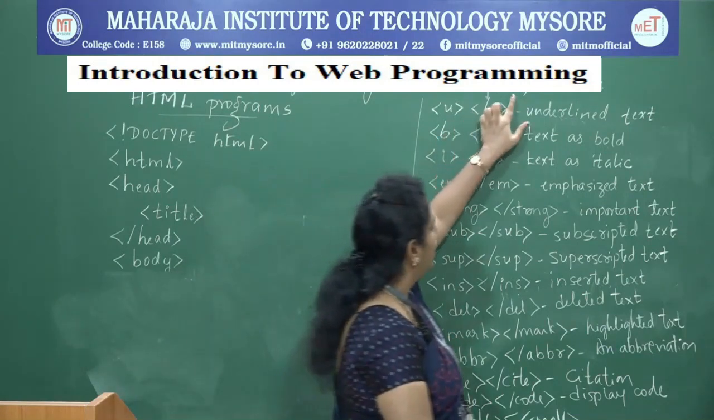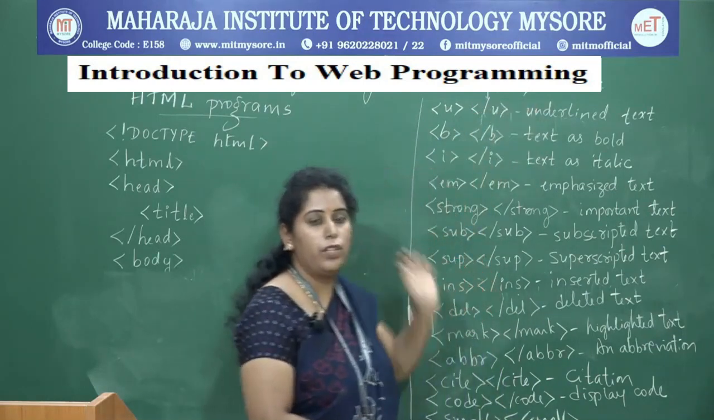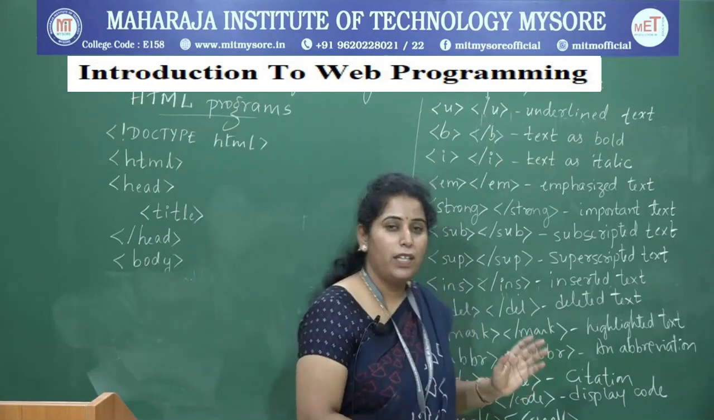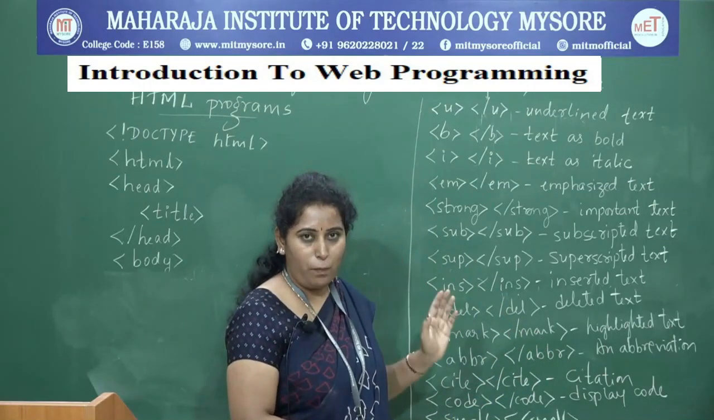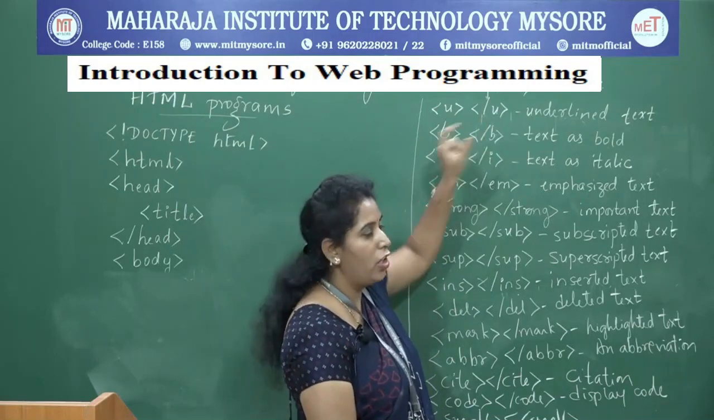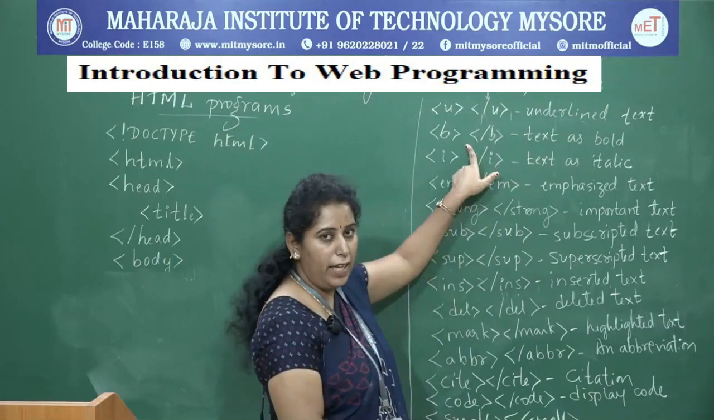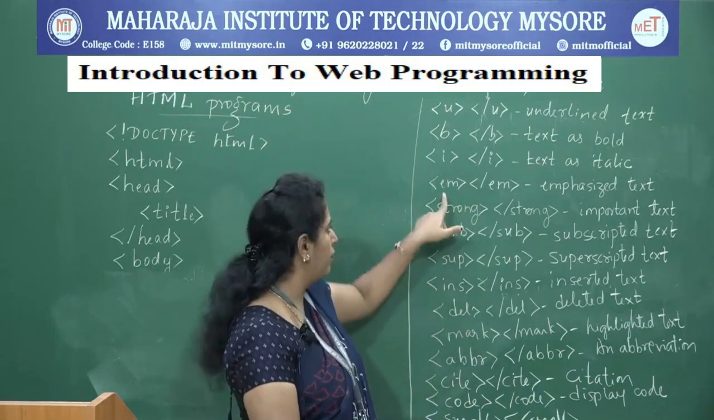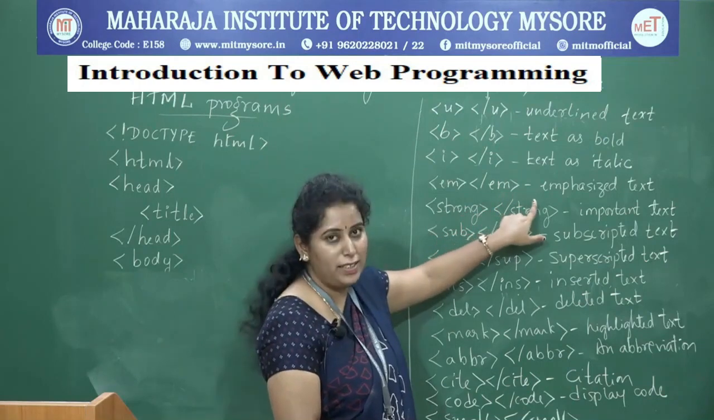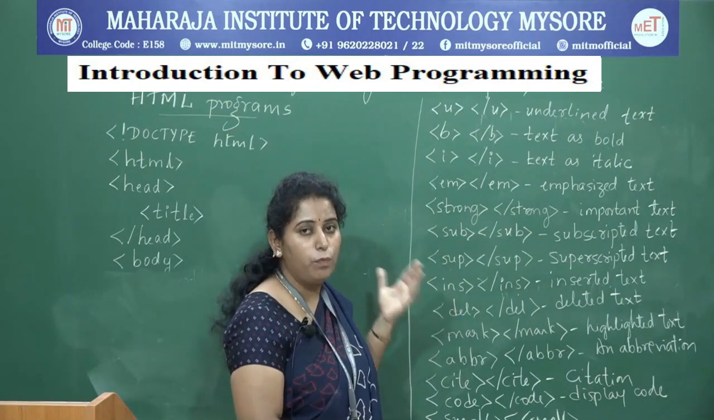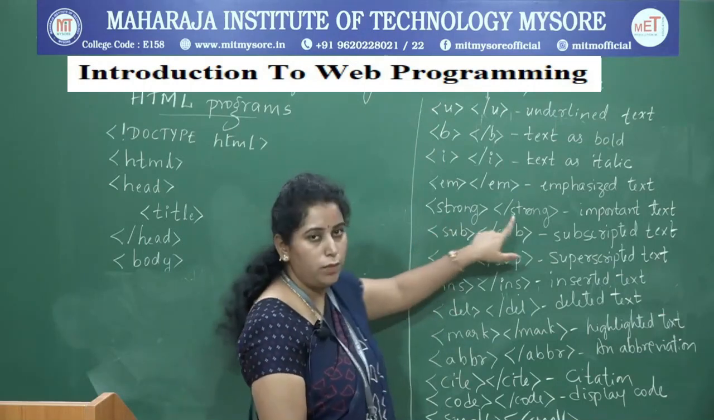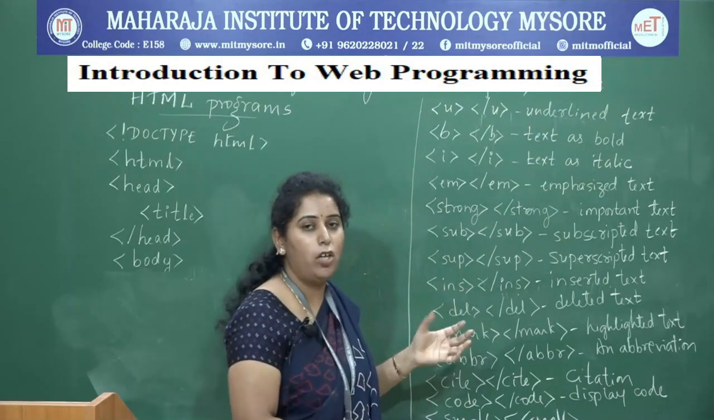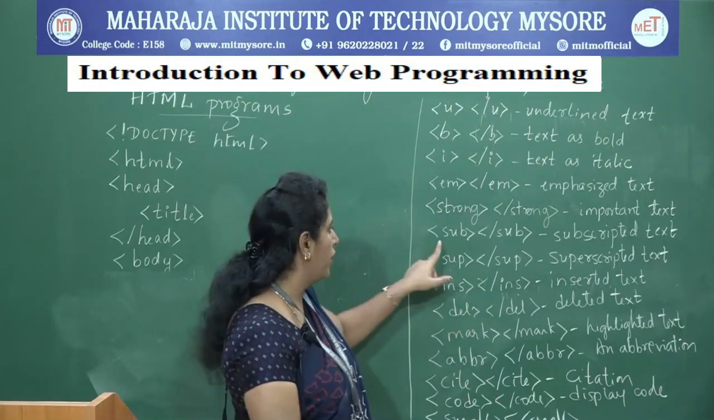Okay. The first one is the time tag. It is used for displaying the date and time in the format. Next, the U tag is used to underline the text. B tag, to bold the text. I, to make the text italic. EM tag is used for emphasized text. Strong is also the same as the emphasized tag, and it has the meaning of important text.